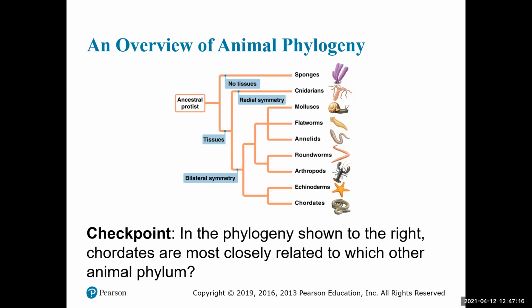Now, Cnidarians only have two tissues. Okay, they only have two sets of tissue layers. So I'm going to make some more markings on here. So we're going to say two tissues.